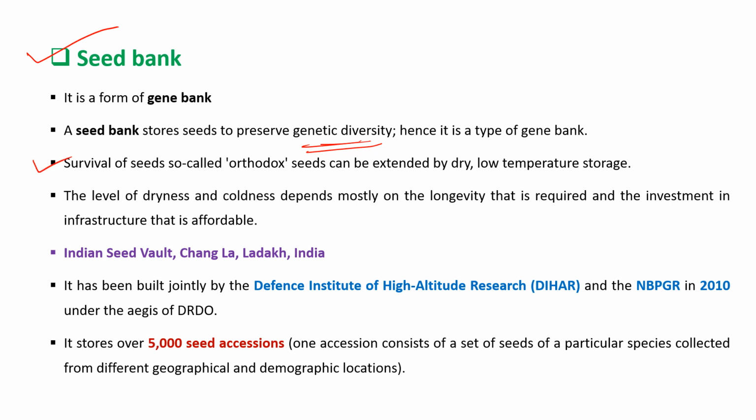So the survival of seed that is known as orthodox seed can be extended by dry and low temperature. So orthodox seeds are stored at low temperature or in dry conditions. The level of dryness and coldness depends on the longevity of the particular seed. If there is more moisture, the seed will not store for a longer time. So these are two important factors, dryness and coldness, that decide the longevity of a particular seed.